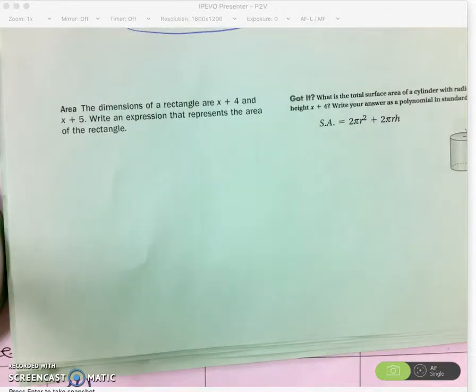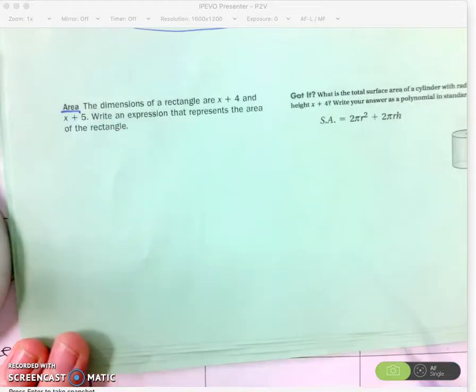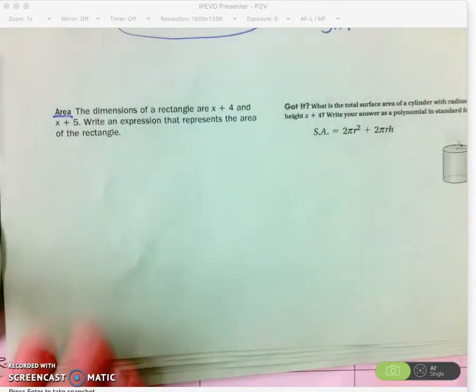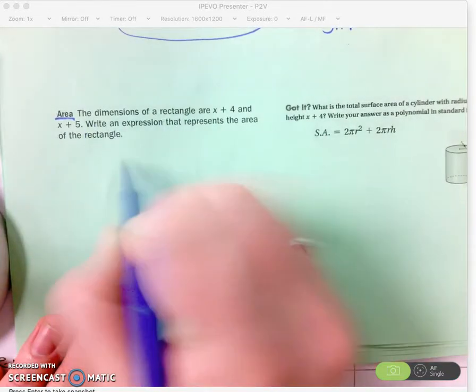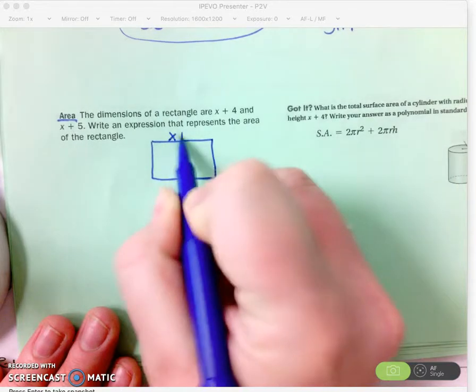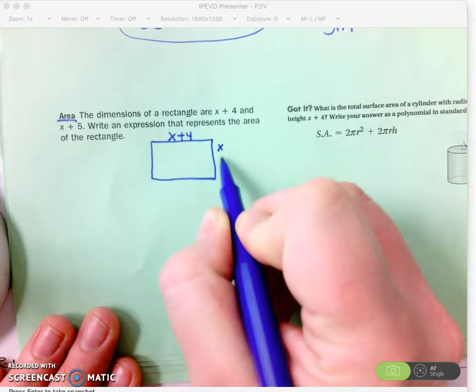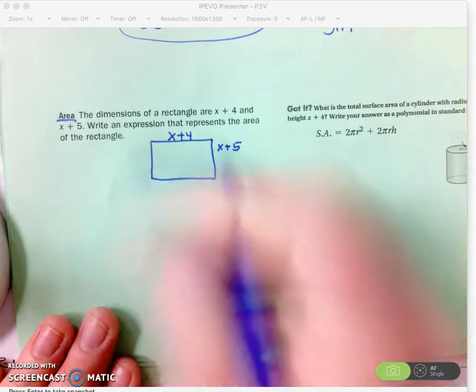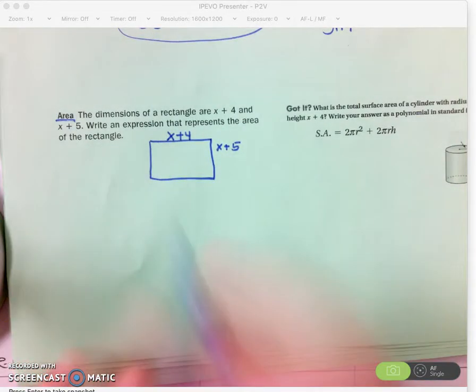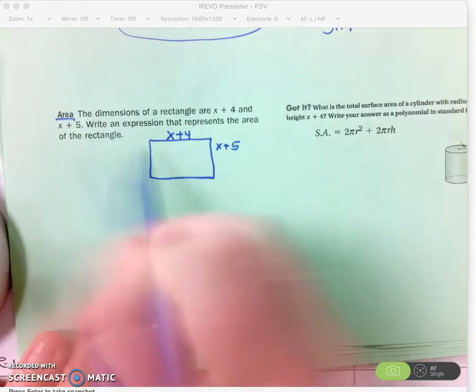All right, our last two examples is finding the area. So this is going to be our word problem. Area of a rectangle. So if you just think about this, this would be x plus 4. This is x plus 5. Obviously that's the longer one would be this one, but so what would the area be represented?